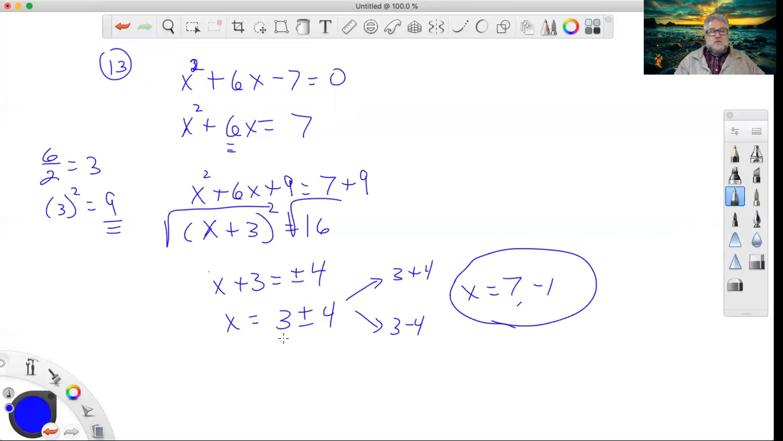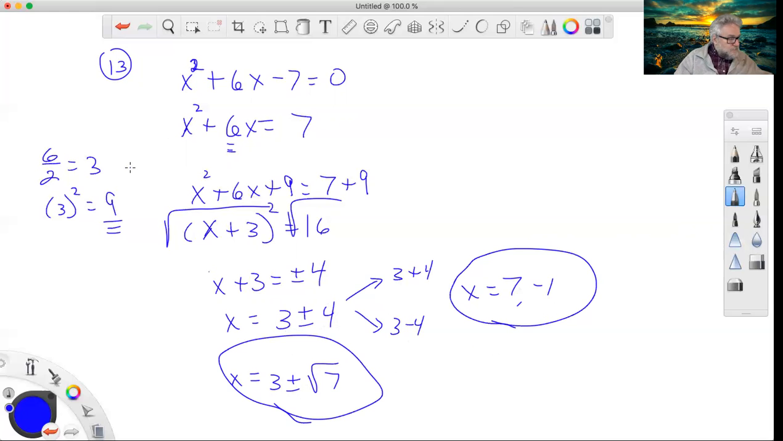If this was x equals 3 plus or minus square root of 7, something like that, you would just leave it like this. There's no reason to separate it. You need to know that there's two solutions, but I would leave it like that. This thing you can easily simplify, so you need to go through those steps. Plus, it's fun.